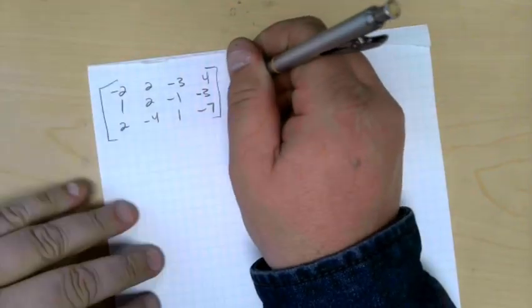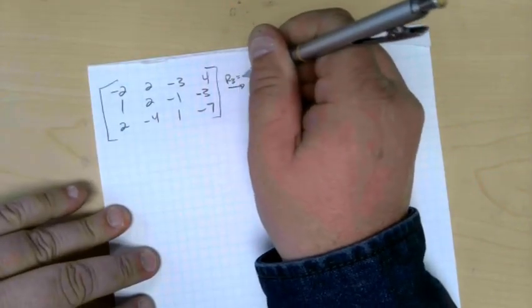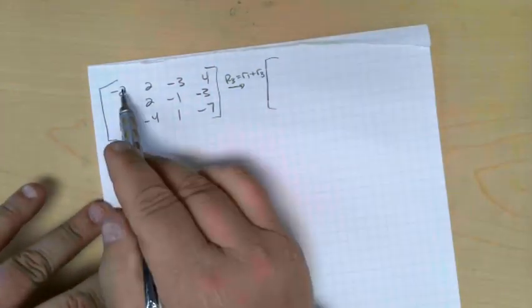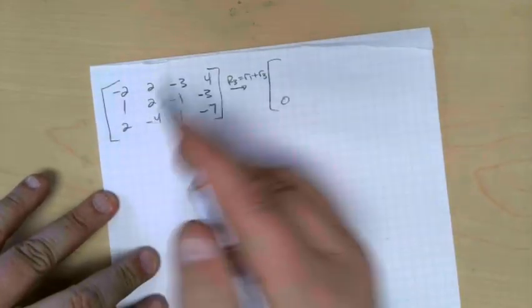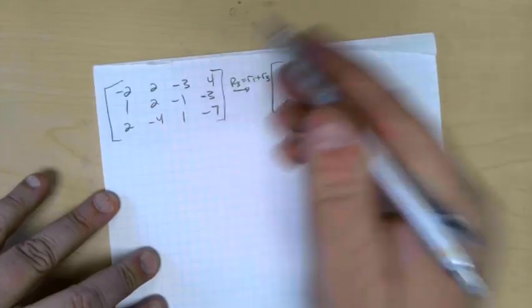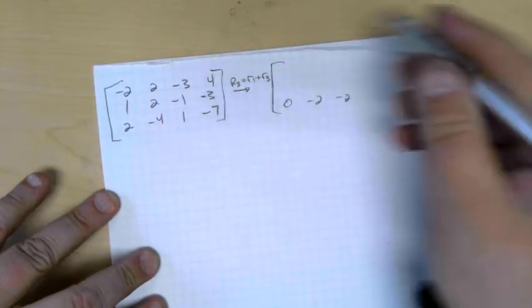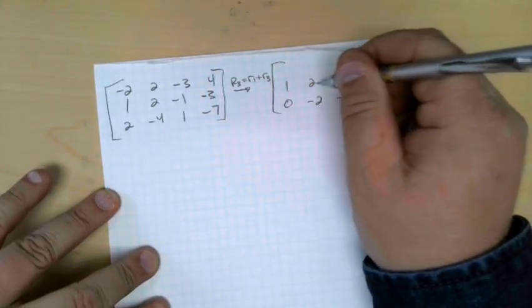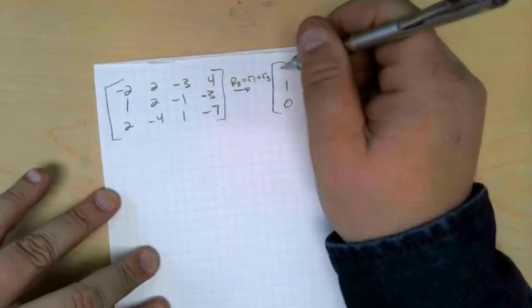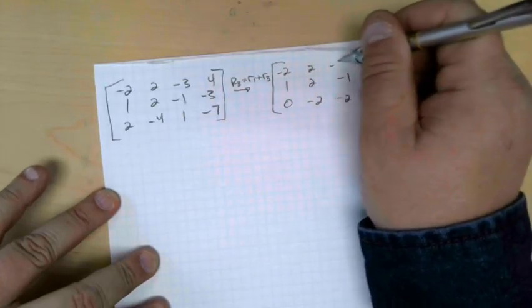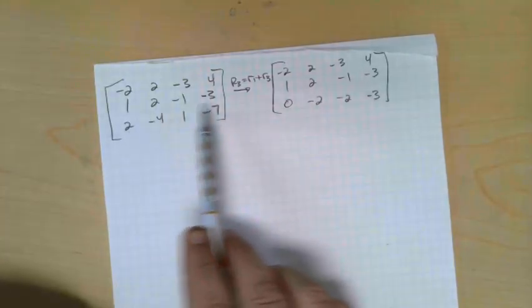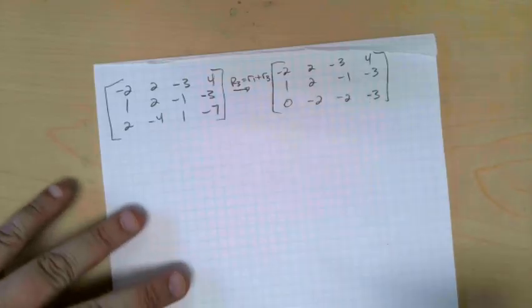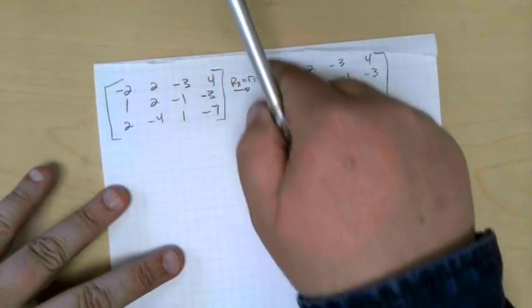I'm looking at this. Hey, these two, if I just add these two rows together, negative 2 plus 2 makes 0. 2 plus negative 4 makes negative 2. Negative 3 plus 1 makes negative 2. 4 plus negative 7 makes negative 3. Okay? Make sure I wrote it down. 1, 2, 1, okay. 2, negative 2, 2, negative 3. Okay.